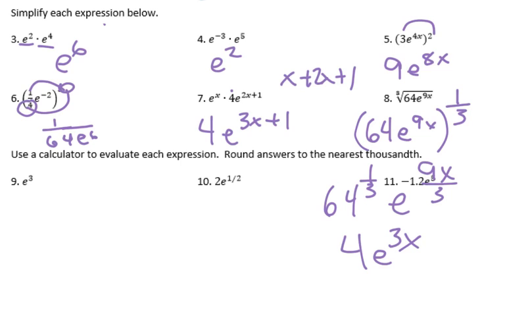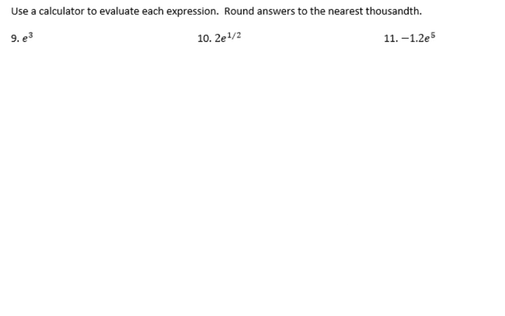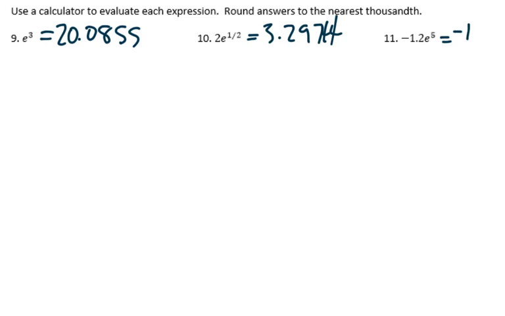Okay? Now, if we're using a calculator to do it, like on 9 and 10, on a calculator they should have that function e, so I just type it in, e to the third, and that gives me about 20.0855. Okay, 2 times e to the 1/2 gives us about 3.29744, and 11, negative 1.2 e to the 5th gives us negative 178.096.